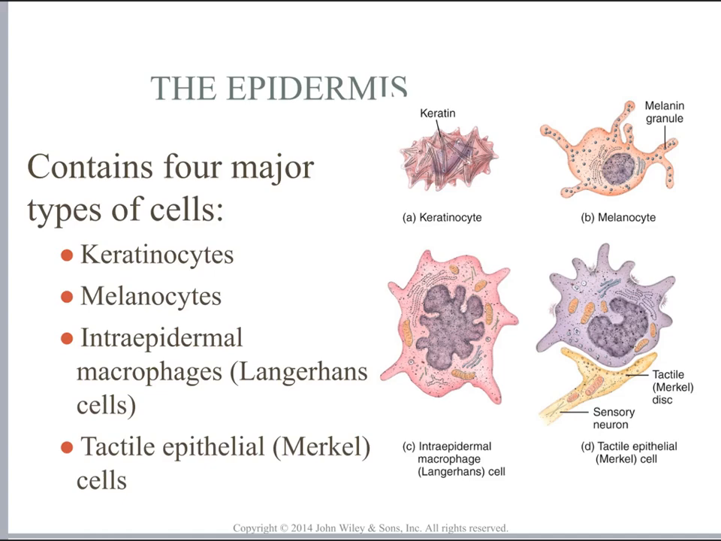Let's look at the epidermis in detail. Let's look at our four types of cells that we find here. First are keratinocytes, and as you probably guessed based on the name, they're responsible for making keratin. This is the protein that is responsible for giving strength and flexibility to our skin. The next cell is a melanocyte.